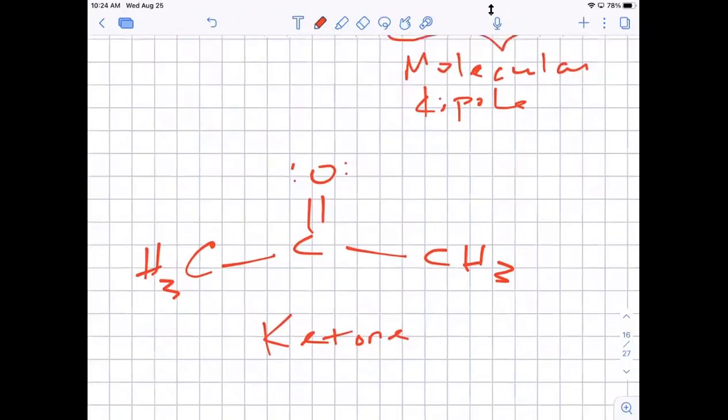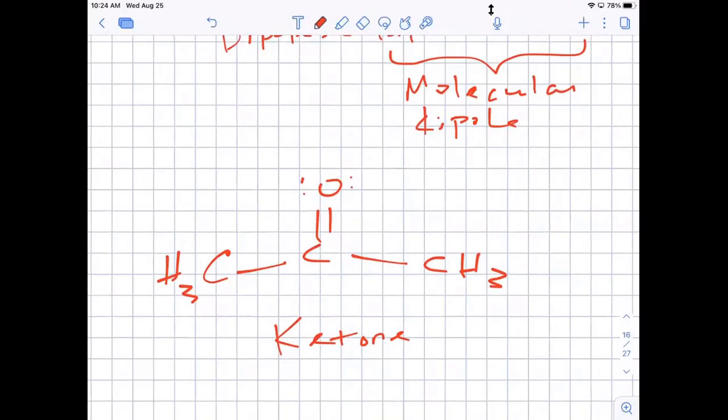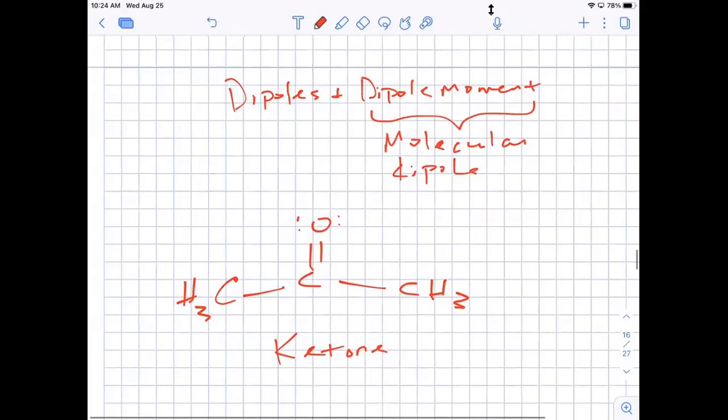Right? So this is acetone. Let's think about the carbon-oxygen bond, that carbon-oxygen double bond. Do you think that's polarized? Is that polar covalent? Is it non-polar covalent? Is it ionic? How would we know? You have to know the electronegativity of each atom so you can determine whether or not the bond is polar covalent or non-polar covalent.